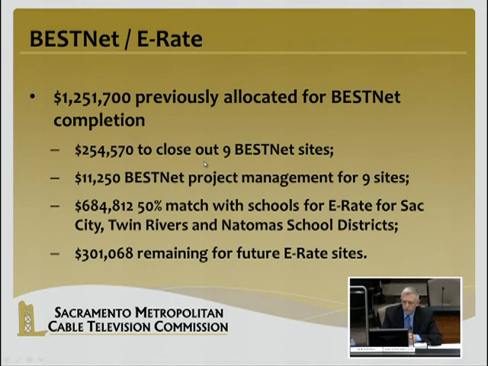Now, I did say we had one significant request this year, and this is related to BestNet. The title of the slide is BestNet/E-rate, and as this board knows, and as I just briefly explained, we have money that's rolling over into this year's budget because no accord has been reached between Comcast, the Cable Commission, and SECC. So SECC, in their request this year, has requested that $1.25 million in previously allocated funds for BestNet completion be spent in the following manner.